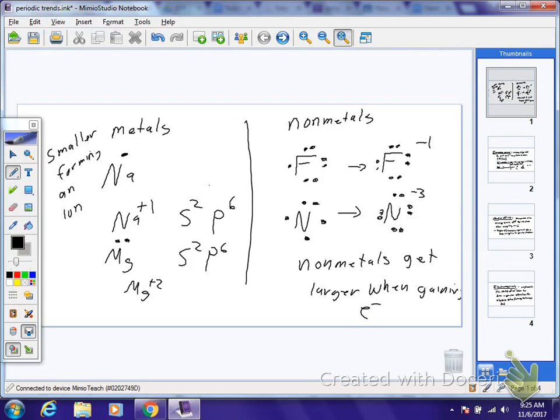Alright? Now look at nitrogen. Fluorine gains 1, where nitrogen gains 3. So now we're putting 3 like charges in the same area. What's going to happen to the size of nitrogen versus fluorine, do you think, if you compared the two? Which one's going to get bigger compared to its original size? Nitrogen is going to get much bigger. Fluorine's going to get bigger, but it's only adding 1 electron.